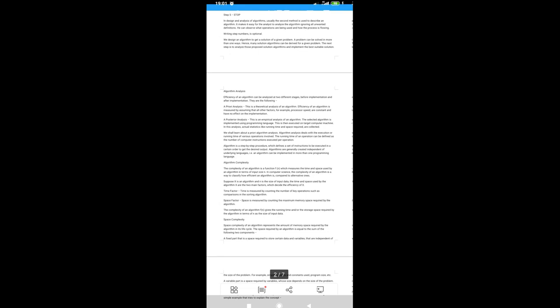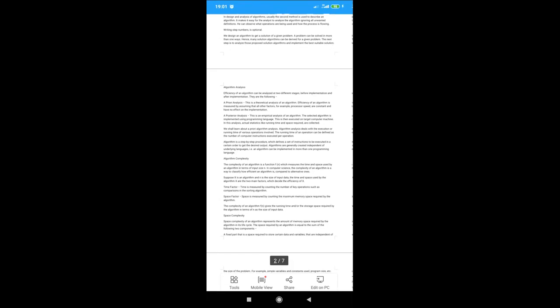Suppose it's an algorithm. Your n is the size of the input data used by the algorithm. The two main factors which describe the efficiency of your algorithm are time and space. So the efficiency of your algorithm is determined by time and space. Please take note of this.